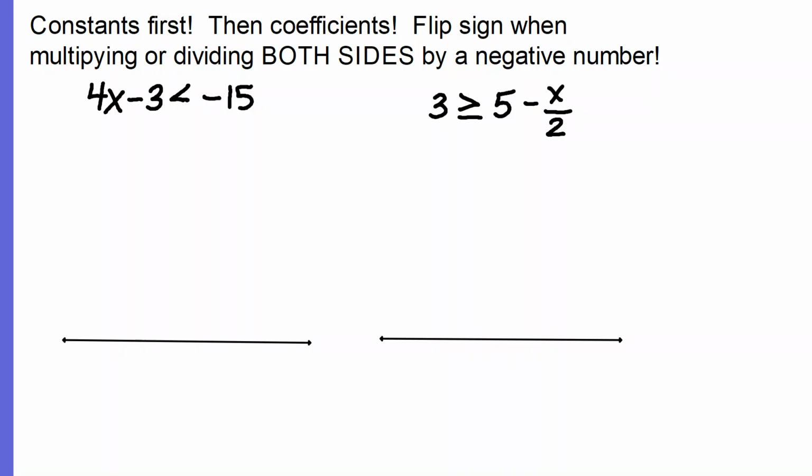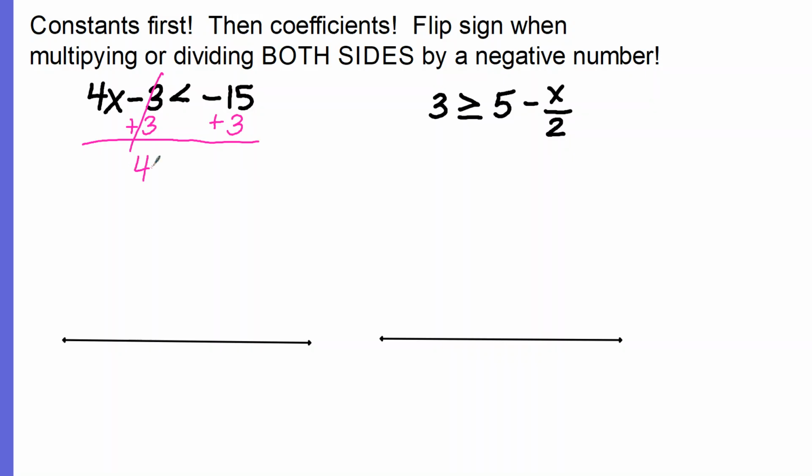You have to remember that constants still come first, then your coefficients, and then you have to flip that inequality sign whenever you multiply or divide both sides by that negative number. So in our first inequality, we have 4x minus 3 is less than negative 15. I'm going to start by looking at the constant, which is negative 3. To get rid of that, I'm going to add 3 to both sides, because negative 3 plus 3 is 0.